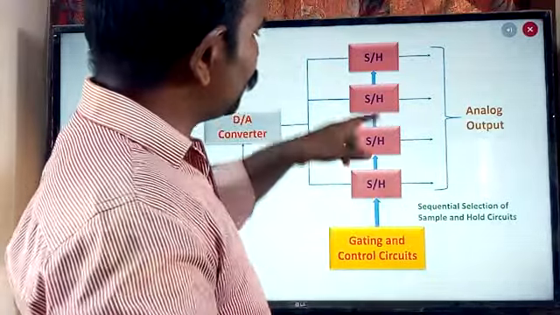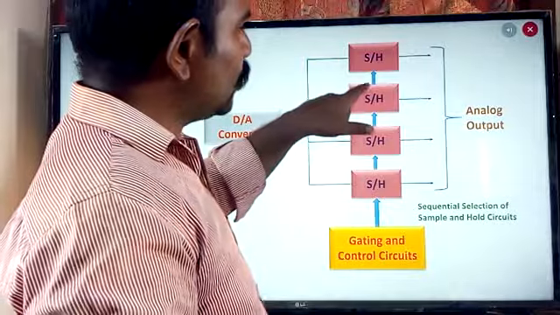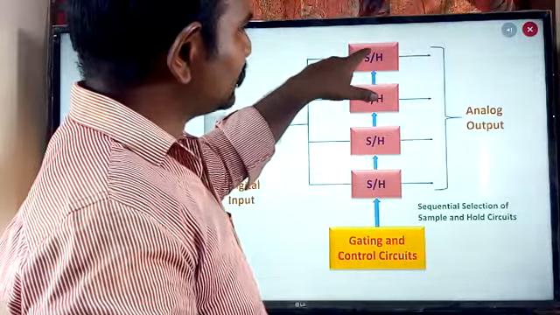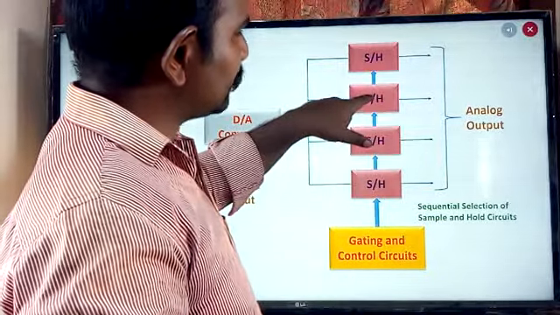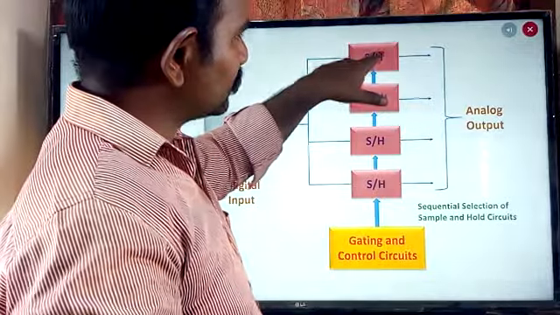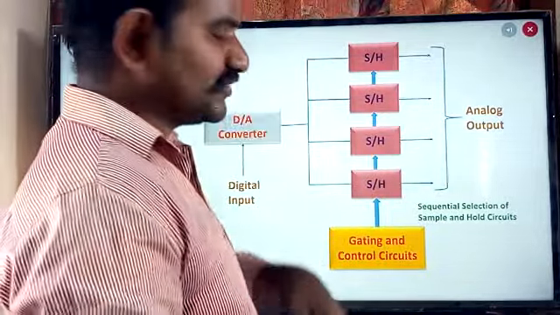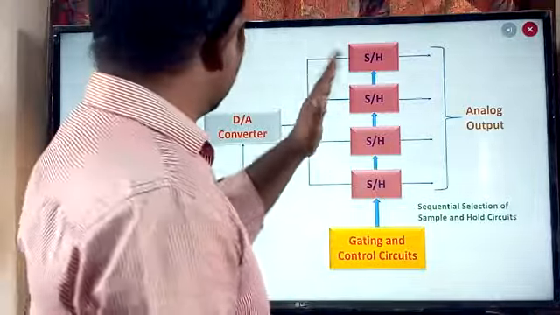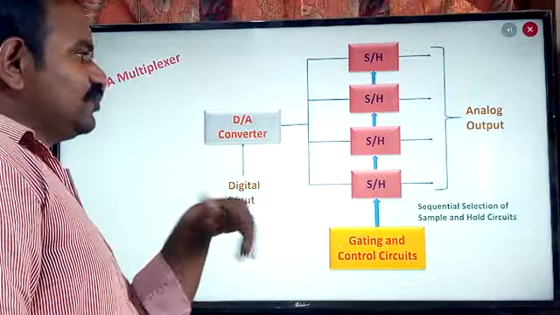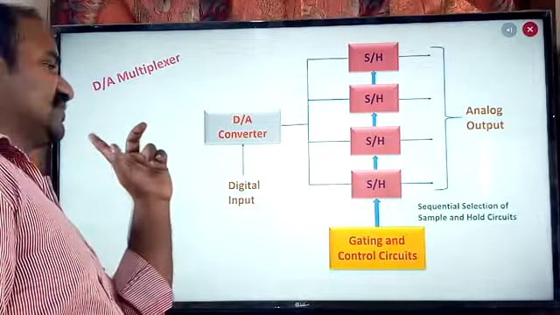So to avoid that one, we are using the sample and hold circuit to hold the information when this channel is under process. And when this channel is under process, to hold this information, we are using the sample and hold circuit. And just like these two, the remaining is also the same. So that means it is a reduced diagram compared to the previous digital to analog multiplexer diagram.